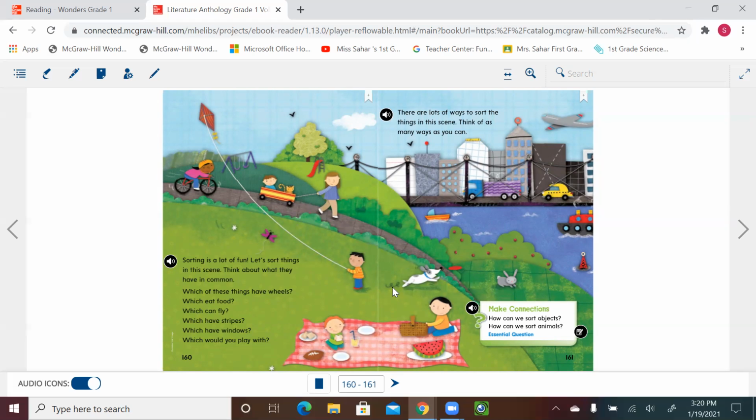So as we see, we are classifying things in different ways. For example, I can classify things that float. I can say what's floating, or walking, or moving on wheels, or jumping, or flying.